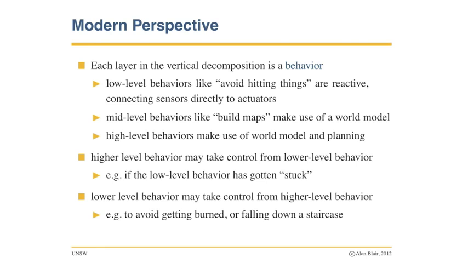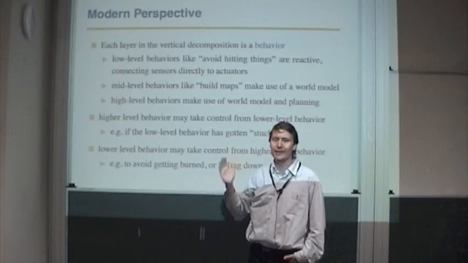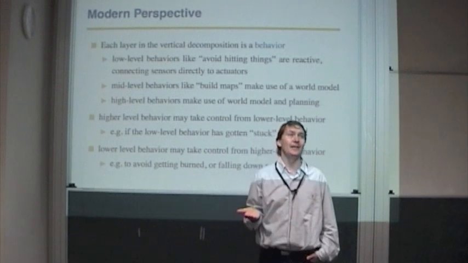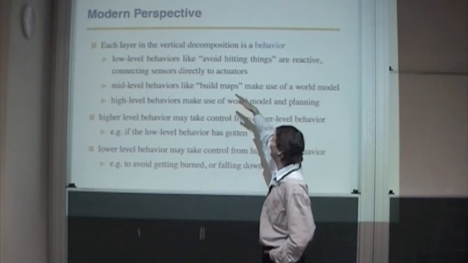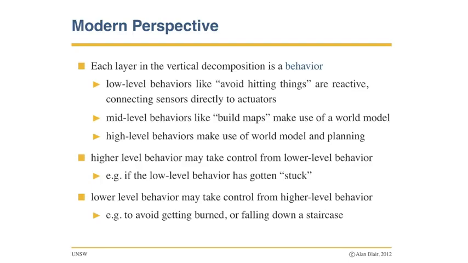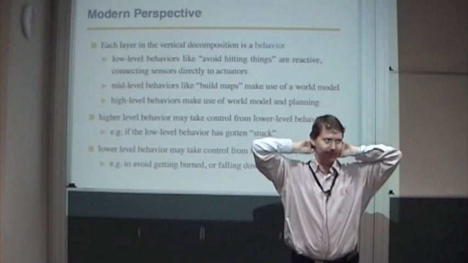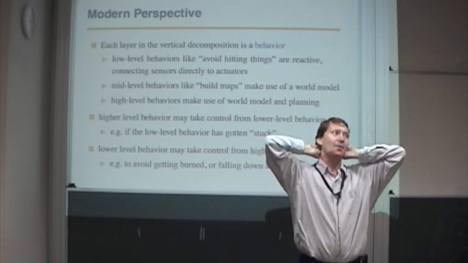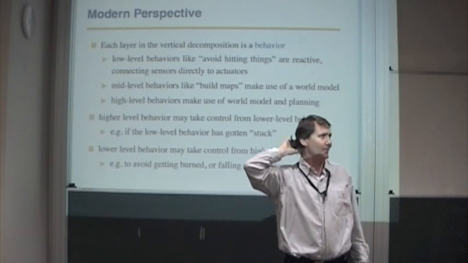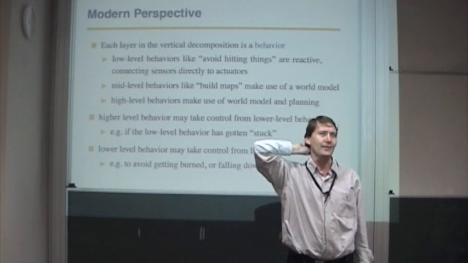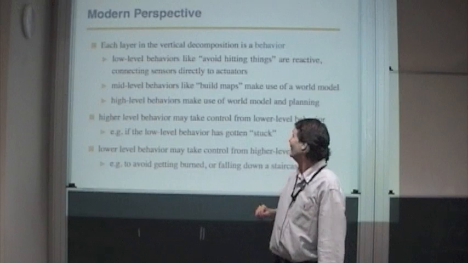So the modern perspective is the following. Each layer in the vertical decomposition is a behavior. So instead of having a classification of agents, we have a classification of behaviors within an agent. At the lowest level, you've got reactive behaviors, like avoid hitting things. At the middle level, you've got building maps and so on, which makes use of a world model. And at the high level, you have things that make use of planning as well. So this is a nice hierarchy, and it is also related to the brain, because there's a very primitive part of the brain, the brain stem, which is sometimes called the reptilian brain. The structures at the very base of the brain are very similar among all mammals and even among reptiles. That part of the brain has changed little over evolutionary history.